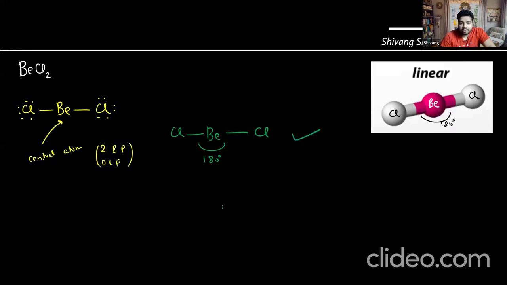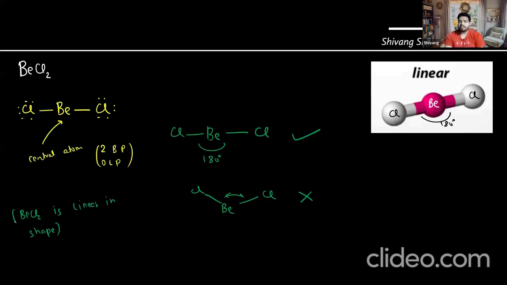This is correct. But if we draw something like this, it would be wrong because see, the separation is not good. It's like they are close to each other, which is not needed, correct? So it is a linear shape. So we'll say that BeCl2 is linear in shape. Okay.